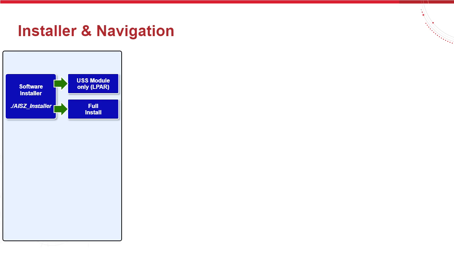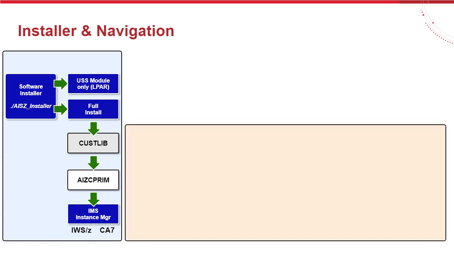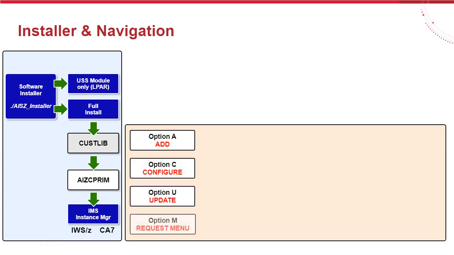This installs both the Unix components, but also the z/OS libraries common to all LPARs. Once installed, we execute the AIZCPRIM clist in the CUST.LIB library, which starts IMS. IMS gives us 2 options, either CA7 or IWS, which we select. In the Instance Manager menu, we have 4 options: A for Add, C for Configure, U for Update, and M for Request menu. Adding has a sequence of 2 screens.